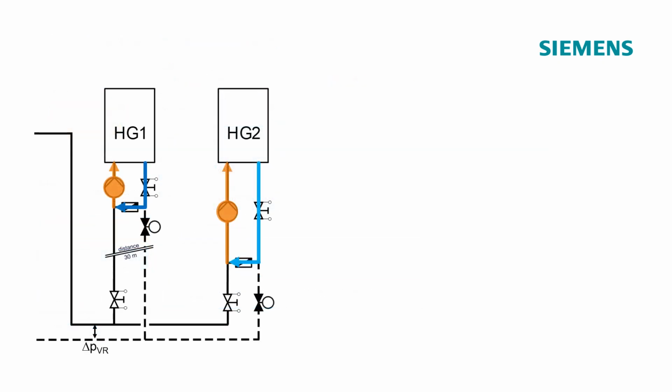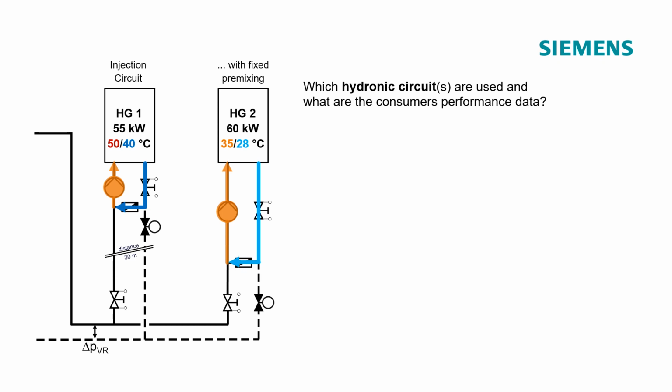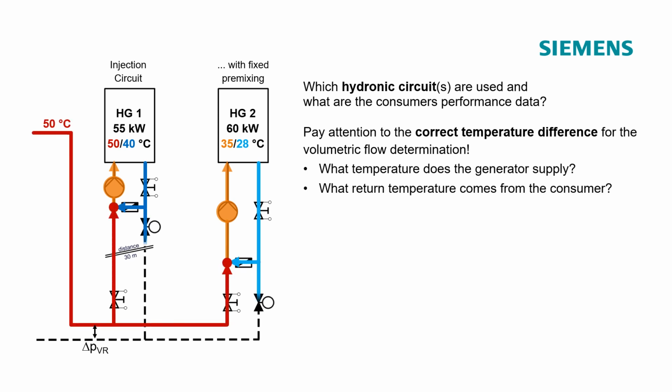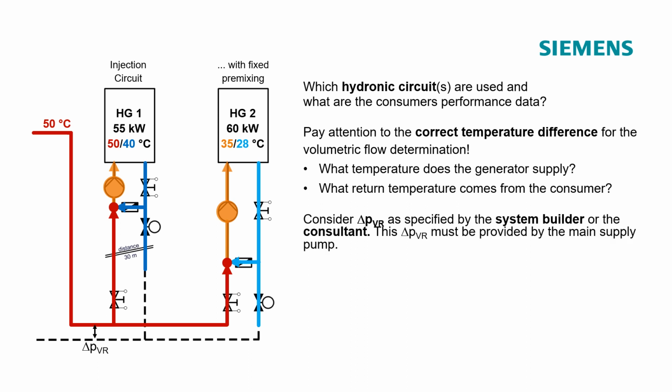In summary, here once again the most important aspects to be considered when selecting a valve. Which hydronic circuits are used, and what are the consumer's performance data? Pay attention to the correct temperature difference for the volumetric flow determination, that means: what temperature does the generator supply? What return temperature comes from the consumer? Consider delta PVR as specified by the system builder or the consultant. This delta PVR must be provided by the main supply pump.